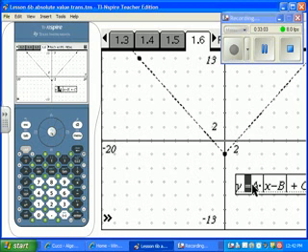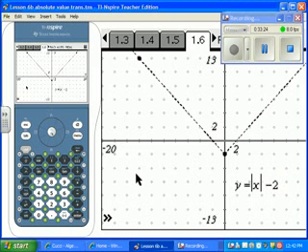Maybe y equals 1x plus or minus 2. Good. So I'm going to clear that out. Now I'm going to have y equals the absolute value of x minus 2. So I just clicked right into that text box that was already there for me and changed it, and then hit enter to get out of it. Okay? So this is y equals the absolute value of x minus 2.